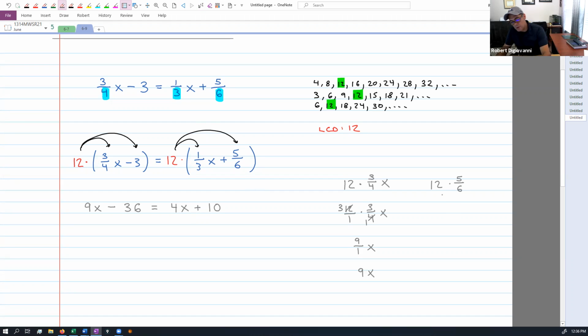All right, so when you multiply there, you can reduce. The 6 goes into both 6 and 12, and then go across and get 10/1, which is 10. Does anyone need me to clarify the right-hand side, how we get 4x plus 10?